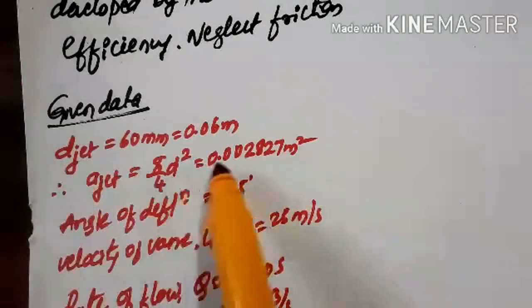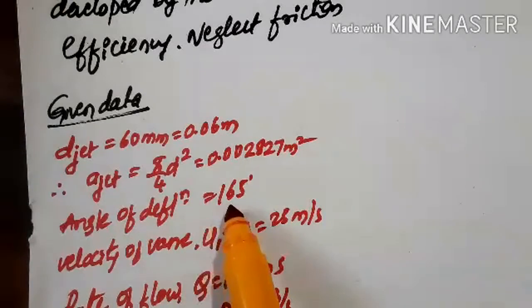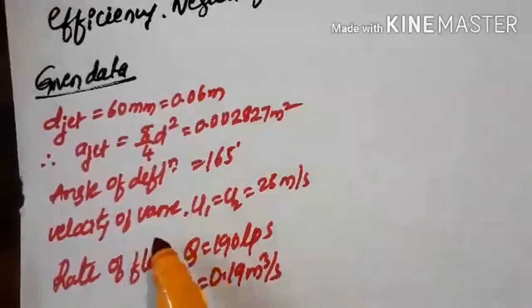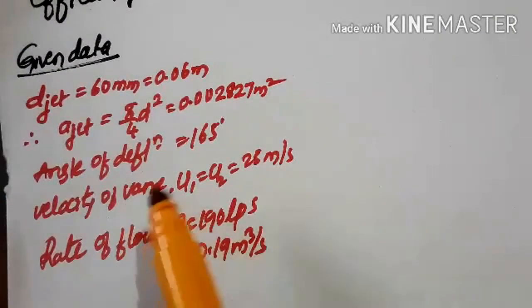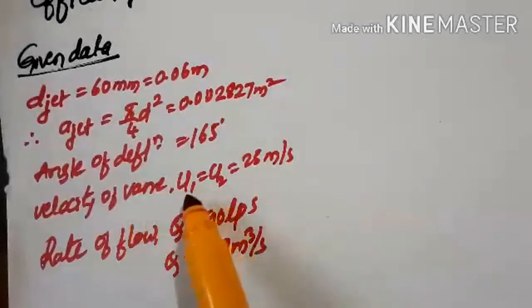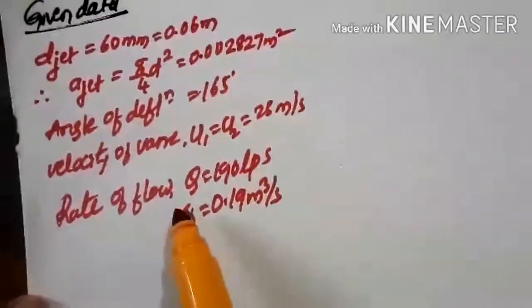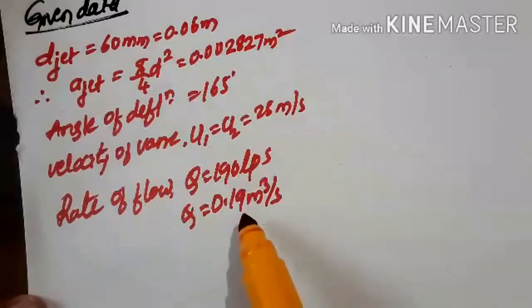That is pi by 4 d square. Then the angle of deflection is given, that is 165 degree. Then the velocity of the vane both at inlet and at the outlet, that is u1 equal to u2 equal to 25 meter per second. The rate of flow is also given, that is the discharge Q is 190 lps, that is 0.19 meter cube per second.